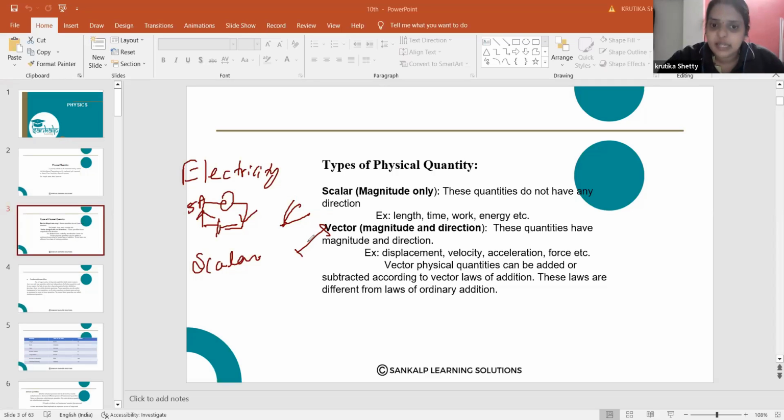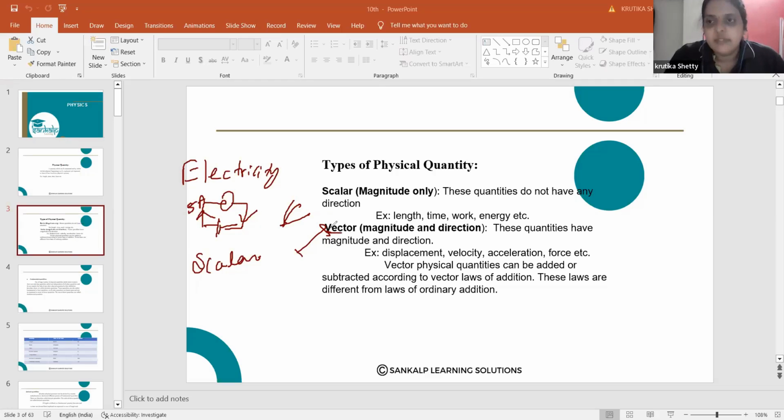Therefore, direction is changing every time. Therefore, displacement is a vector quantity. But with current, it is moving from the positive terminal to the negative terminal. The direction is fixed. First point. Second point, why it is a scalar quantity and not a vector quantity: this current we cannot add by using the vector addition laws. Vector addition law is not applicable here. For that reason, we cannot consider electricity or the electric current as a vector quantity.